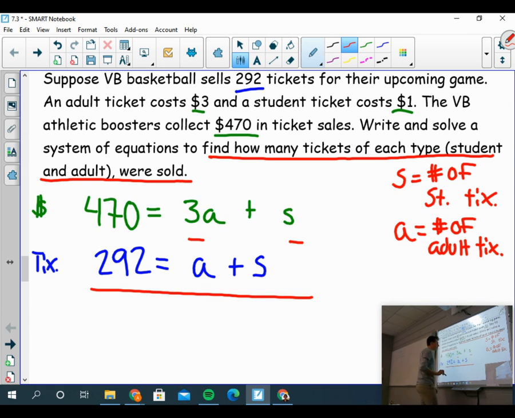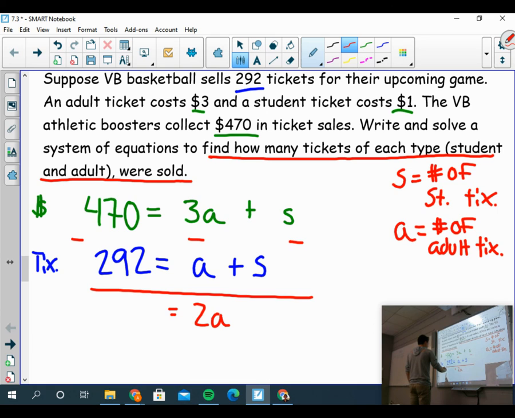Now we have to stay consistent with the operation we use throughout elimination. So I'm going to subtract the s and the s, then I'll do 3a minus a. That'll give me 2a. And on the right side, we're looking pretty good because we have a single variable. But what we do to one side, we must also do to the other. We're not going to subtract a plus s from the 470. Instead, we'll use what a plus s equals, which is the 292. And we'll subtract 292 from 470.